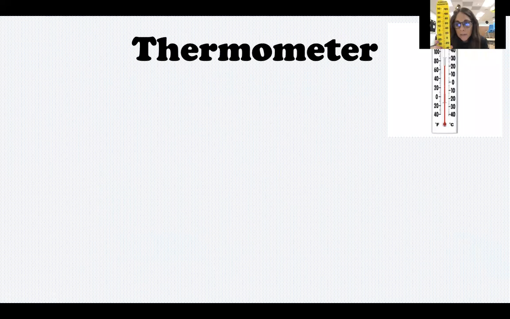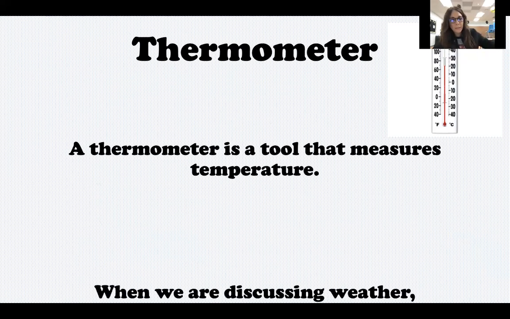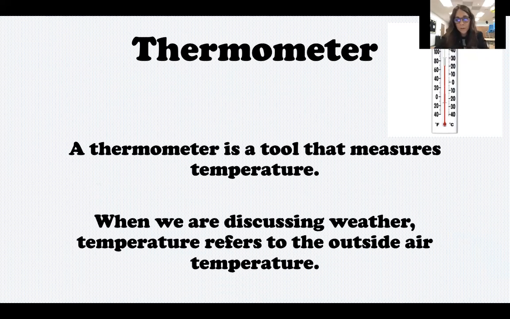Thermometers can look very different. They don't all look the same. Some of them are round and kind of look like a clock. A thermometer is a tool that measures temperature, again, how hot or cold it is. And when we're discussing weather specifically, temperature is referring to the outside air temperature. You can measure the temperature of lots of things, water, like in the bathtub to make sure it's not too hot. When you're cooking, you measure the temperature of your food to make sure it's cooked all the way.